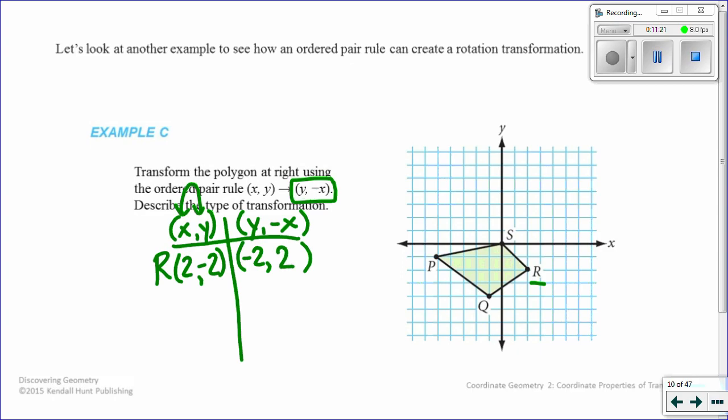However, my x value has changed signs. In my original R, x is a positive 2. But in my new one, I need the opposite of that. So x is now a negative 2. So my new point is (-2, -2). Okay, so here's R prime. If I do that for each and every point, let's just do one more. So here I have for Q, (-1, -4). Oh, and I should call this R prime.